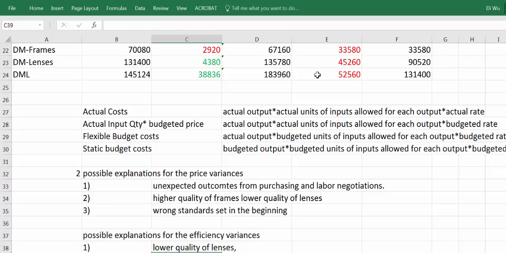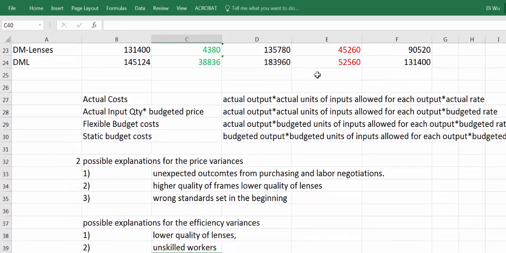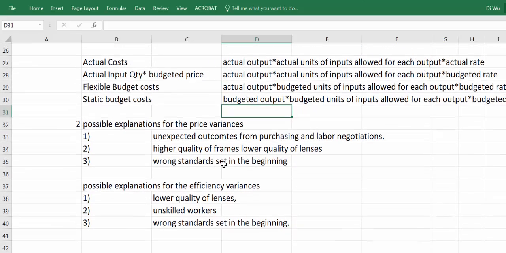Okay, and the next one could be the unskilled workers, right? You pay them less, and because a lot of senior workers left, now you hired a bunch of unskilled workers. They're not well trained, so that's how you get that. And once again, it could be the wrong standards set in the beginning. Okay, so that's about this question.